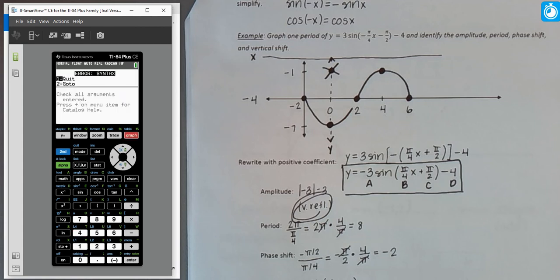So let's graph that. Oops, syntax error. Let's see, what did I do? Oh, I put in a subtraction sign. There we go. Let's try that again. So now that's a negative. Now we can graph it. There we go. So again, notice we're below the x-axis, which is what we intended.